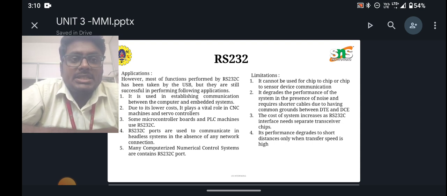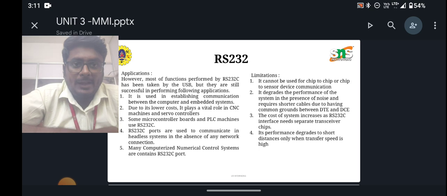The limitations are that it cannot be used for chip-to-chip or chip-to-sensor device communication. It degrades the performance of the system in the presence of noise and requires shorter cables due to having common grounds between the DTE and DCE. The cost of the system increases as the RS232C interface needs separate transceiver chips. Its performance degrades to short distances only when the transfer speed is high. Thank you.